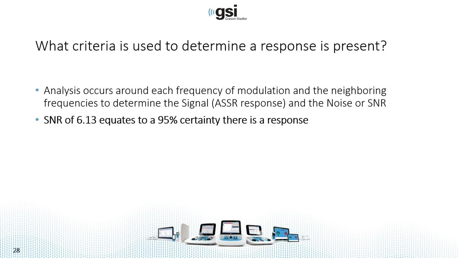So what is a response? Well, the criteria for a response is signal to noise ratio. So the analysis, when we're looking at the test data, we're analyzing around each frequency of modulation as well as some of the neighboring frequencies to determine the signal, which is the ASSR response, and the noise, or the SNR. Noise is anything except the response at that modulation range. An SNR of 6.13 equals a 95% certainty that there's a response. So when the frequency turns green, the SNR is at least 6.13 or greater.